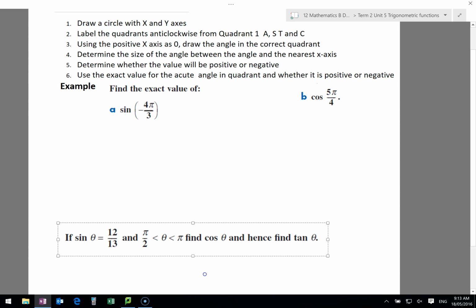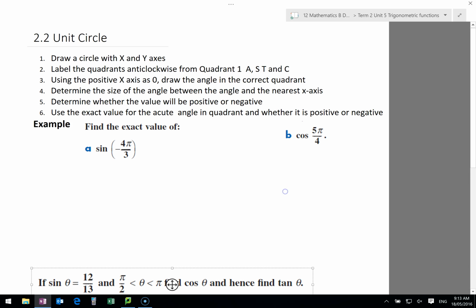So look at an example of what we actually set out to do. Here are a few steps that you can use to guide your solution. If you're okay with it already, just go ahead. We're trying to find the exact value of these two ratios.